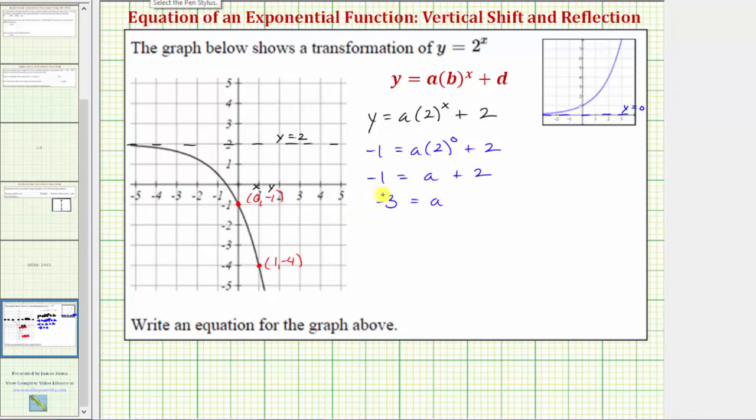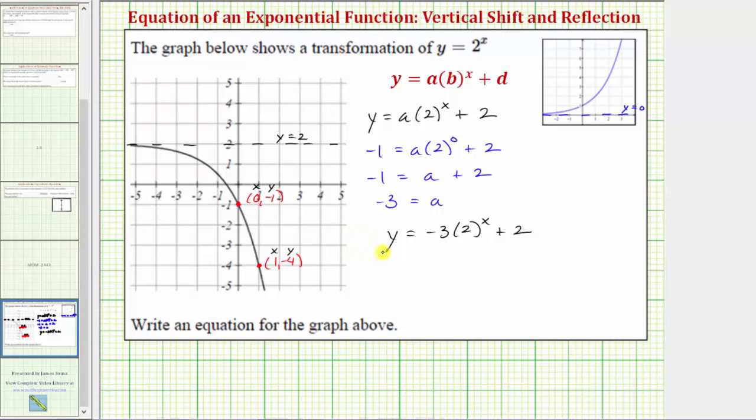So this would give us the equation y equals, again, a is negative 3, so we have negative 3 times 2 raised to the power of x plus 2. Now to verify this is the correct equation, let's confirm this ordered pair would also satisfy the equation. So now we'll substitute 1 for x and negative 4 for y.